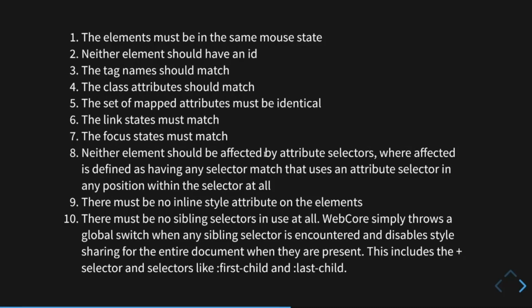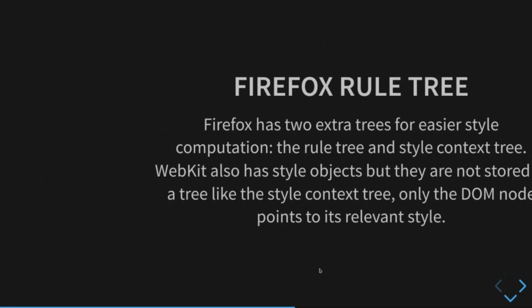Neither element should be affected by attribute selectors. The effect is defined as having any selector match that uses an attribute selector in any position within the selector at all. There must be no inline style attribute on the elements. There must be no sibling selectors in use at all. Microsoft implies rows a global switch when any sibling selector is encountered in the table styles sharing for the entire document, and they are present. This includes the plus selector and selectors like first-child and last-child.